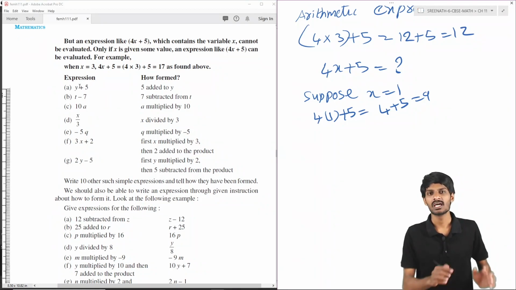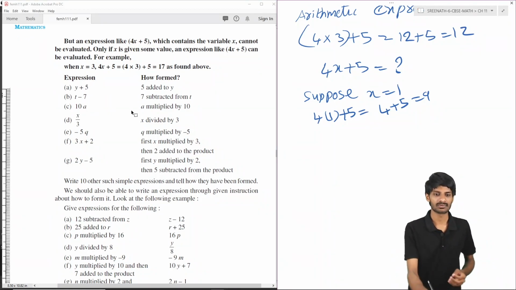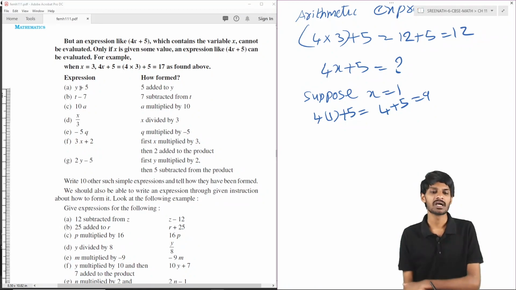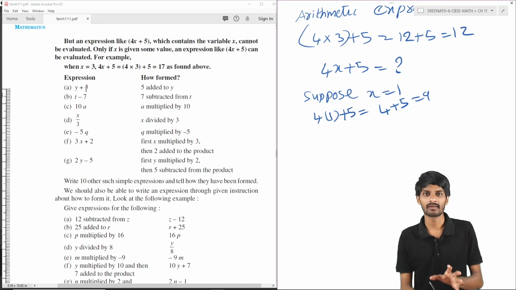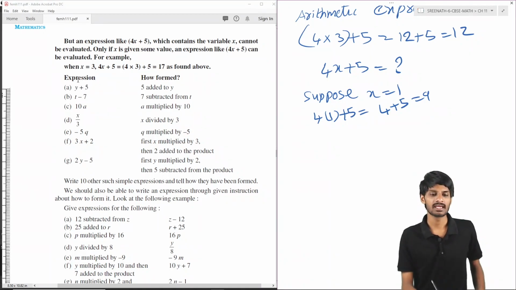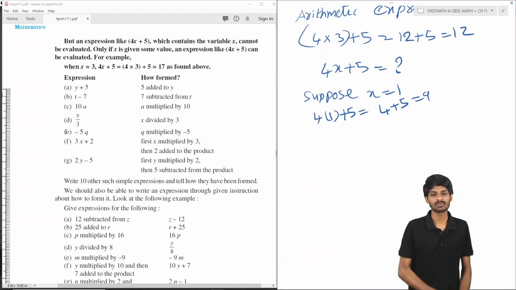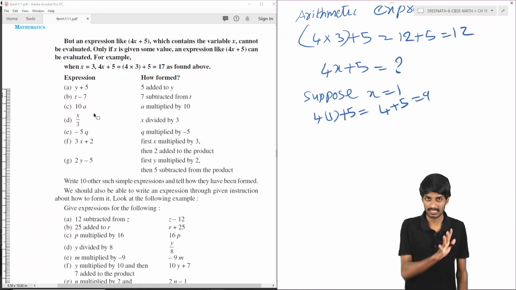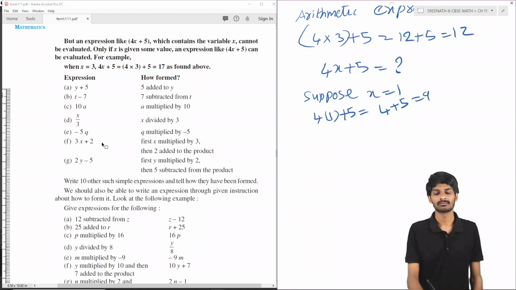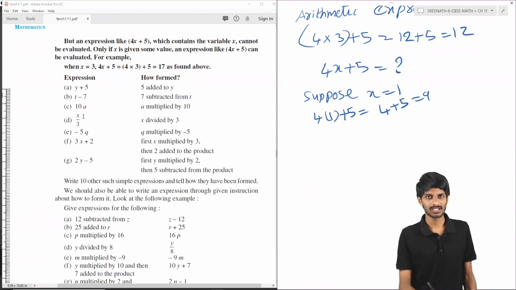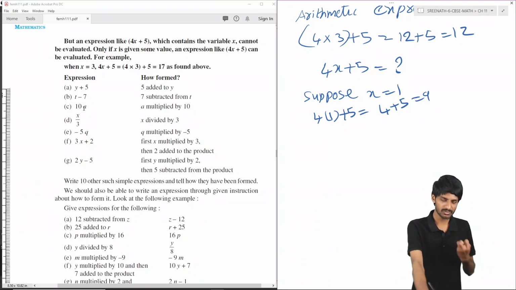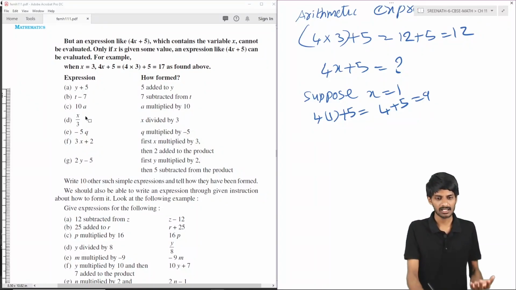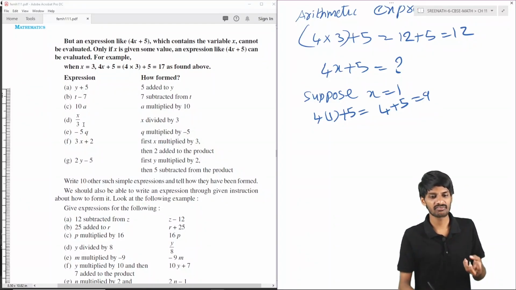Here, y plus 5. Y plus 5 means what, students? There is a variable y and there is the number 5 and there is the operation, which means 5 is added to the variable y. And there is t minus 7, which means what, students? Here 7 is a number, t is a variable. So 7 is subtracted from t. And here there is 10a. What does it mean? That a is multiplied by 10. And there is x by 3, that x is divided by 3.